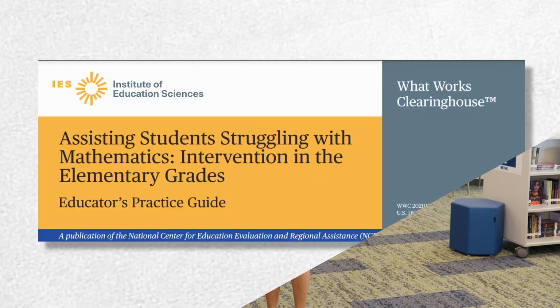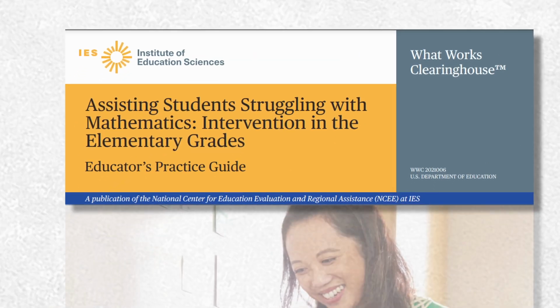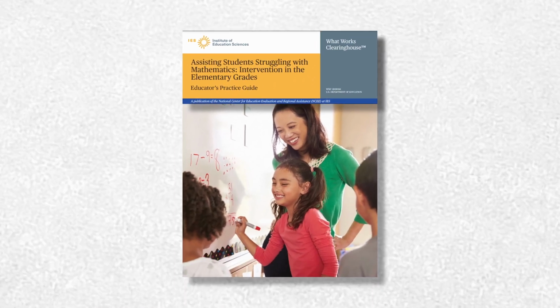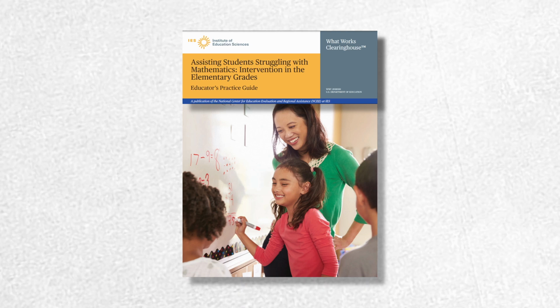Welcome to our video highlighting the fourth recommendation from the Works Clearinghouse Practice Guide Assisting Students Struggling with Mathematics, Intervention in the Elementary Grades. This recommendation centers on the use of number lines. Number lines are versatile tools that play a crucial role in facilitating the learning of mathematical concepts and procedures. According to the practice guide, they help build understanding of grade-level material and prepare students for advanced mathematics.